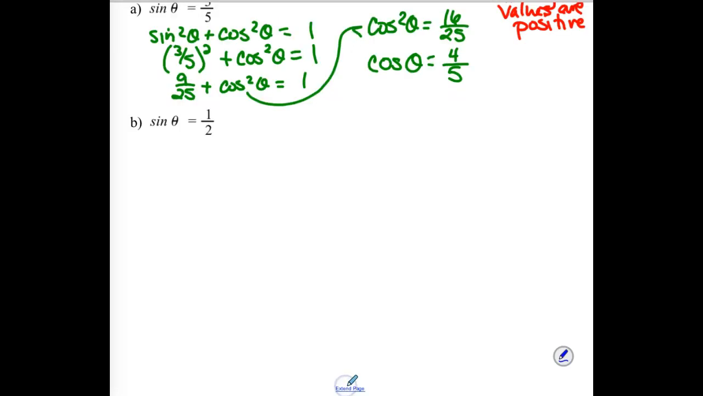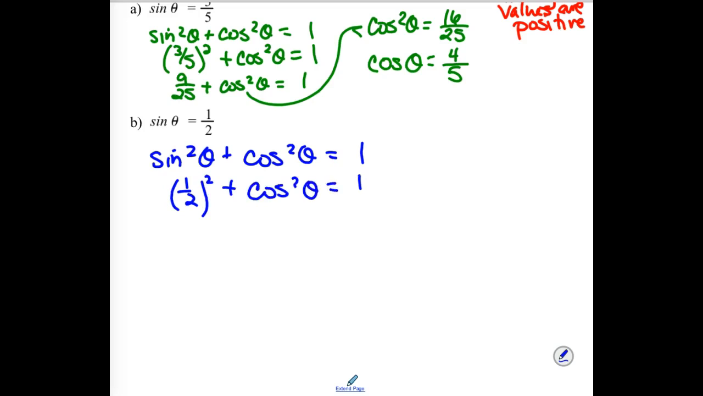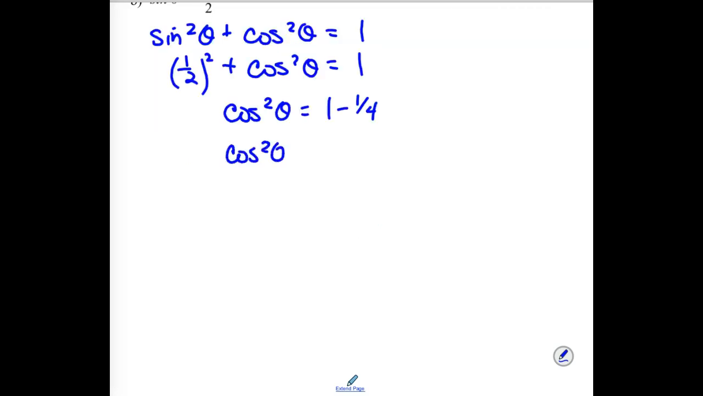All right, checking our last answer here. We know sine squared plus cosine squared equals 1. We said sine was a half, so we have to square that. What's 1/2 squared? 1/4. So we're going to have cosine squared being 1 minus 1/4. All right. If cosine squared is 3/4, what do we get for cosine? Agree? Square root of 3 over 2? Okay.